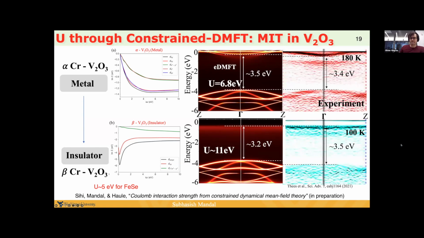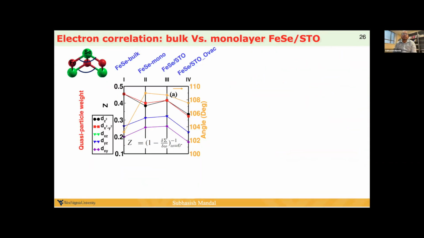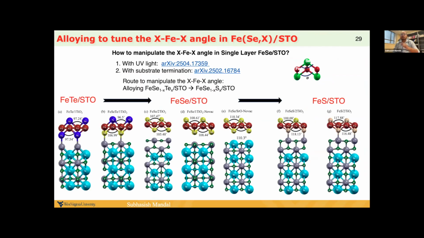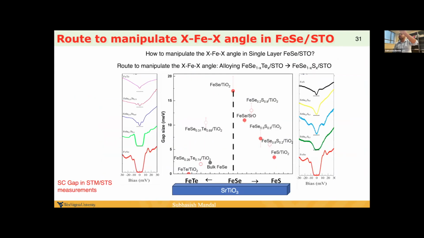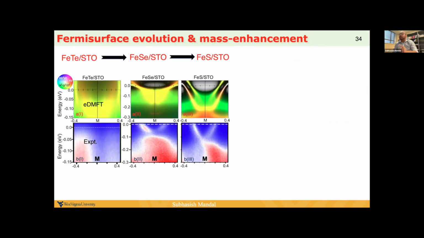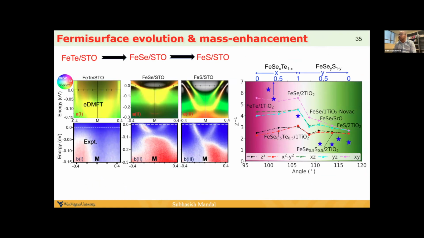Luca? Yes. Hi, very nice talk. Can you specify how you extract the experimental mass enhancements from ARPES? This was from the electron pocket. You can curve fit the electron pocket and get the curvature. That's how we can get the mass from the ARPES. This is only done on the electron pocket.